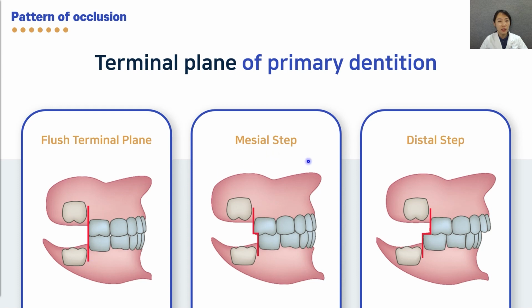In the mesial step terminal plane, distal surface of lower second primary molar locates mesially to distal surface of upper second primary molar. In the distal step terminal plane, distal surface of lower second primary molar locates distally to distal surface of upper second primary molar. Mesial step terminal plane is more frequent in Asians, and the distal step terminal plane is more frequent in Caucasians.